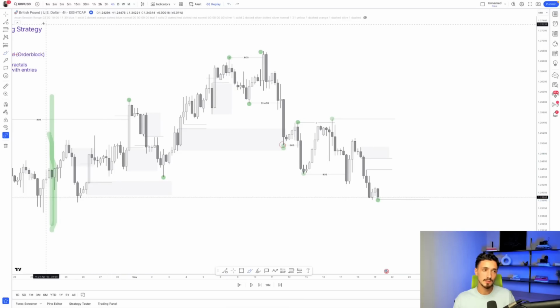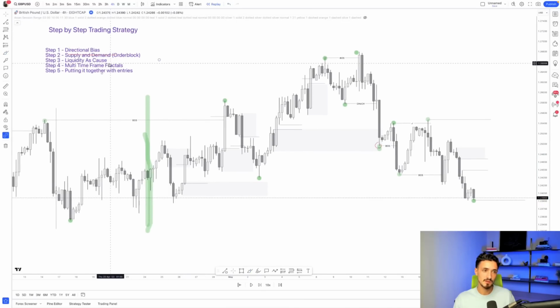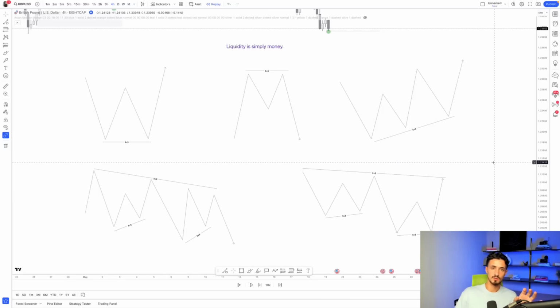But now we need to move into steps 3, 4, and 5 because we aren't done yet. We've built our foundation, and our understanding of direction and supply and demand is of huge importance. But there are a few little details that take you from a good trader to a great trader. And those are in the details. So let's move on to liquidity as a cause. Let's take a look at liquidity concepts.